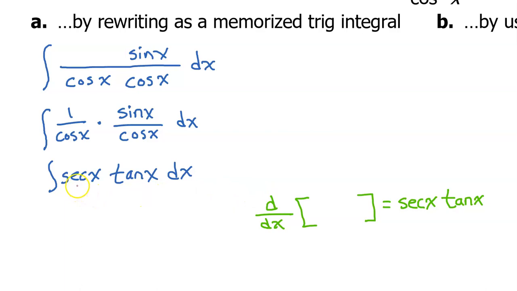Hopefully you recognize secant tangent as one of our memorized trig integrals. When you perform the integral of secant tangent, you should be asking yourself, the derivative of what is equal to secant tangent? And hopefully you know that the derivative of secant is secant tangent. So that means that's the integral. So we simply have secant x plus c, and that's the answer.